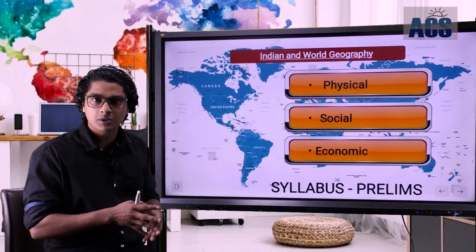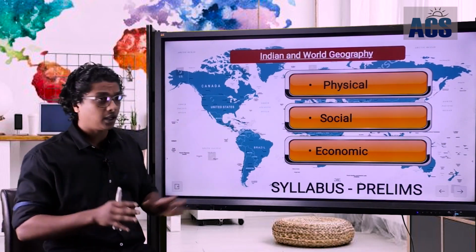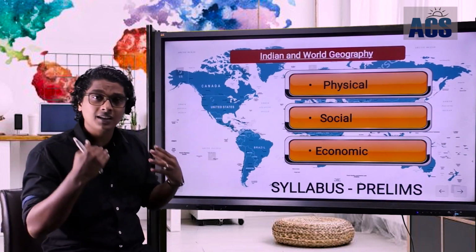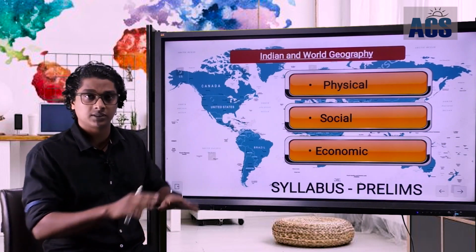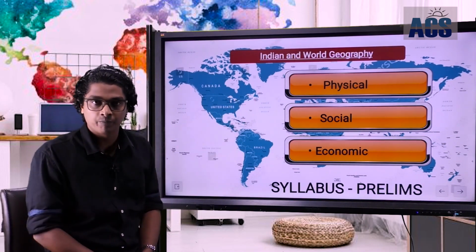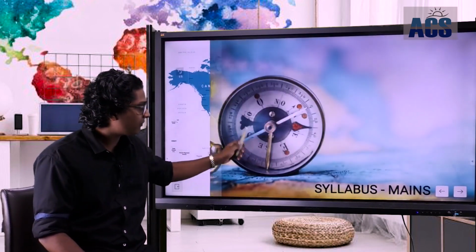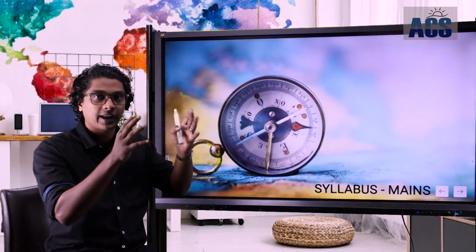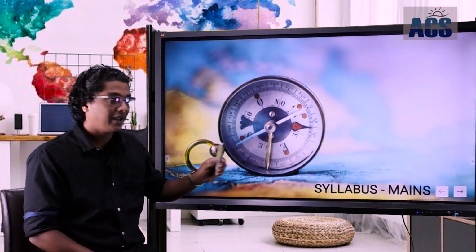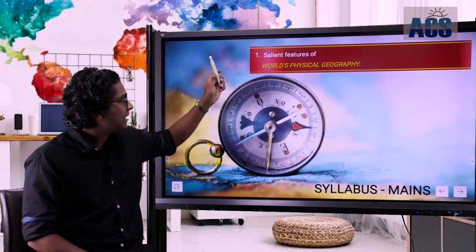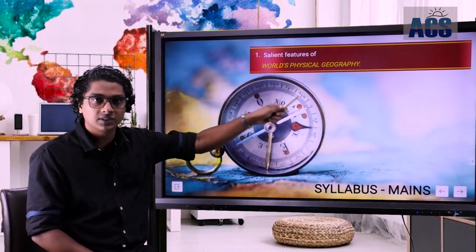Now if you look at this syllabus, it's not very descriptive. If you really look at it, anything can be asked under this syllabus. The syllabus is not at all descriptive. Now let's take a look at the mains syllabus. If you look at the mains syllabus, there are 3 statements related to geography, and the first one says salient features of world's physical geography.